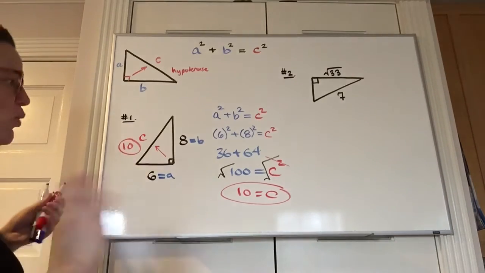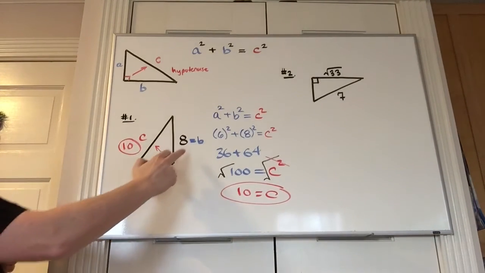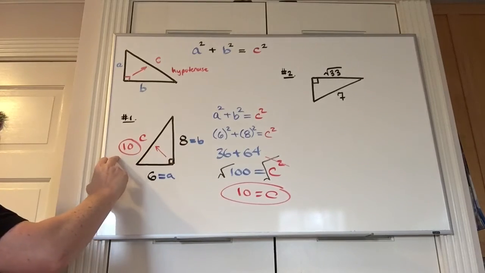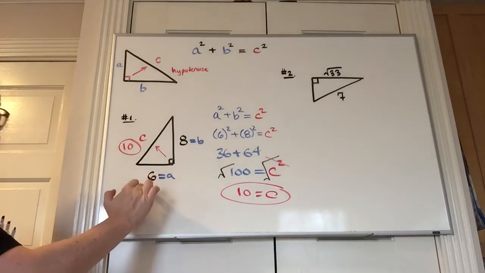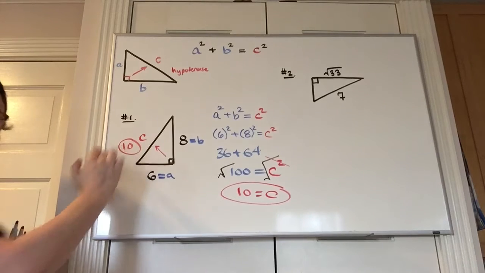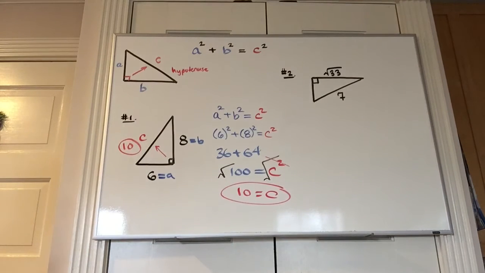This would work no matter what the unit was. So if this was 6 inches and this is 8 inches, the hypotenuse would be 10 inches. Although if this was 6 feet and this was 8 feet, this would be 10 feet, etc. And like I said, you guys worked with some harder squares and square roots last lesson. So those can come up in Pythagorean theorem problems also.